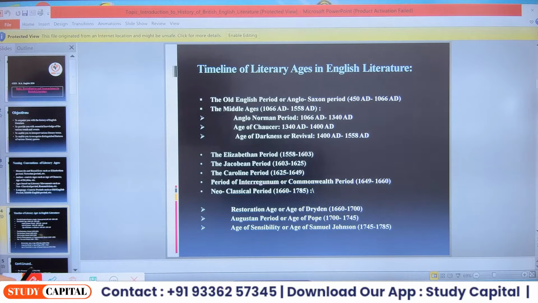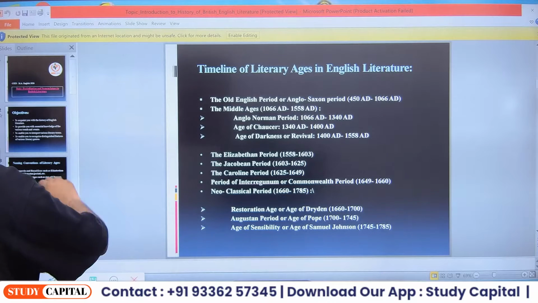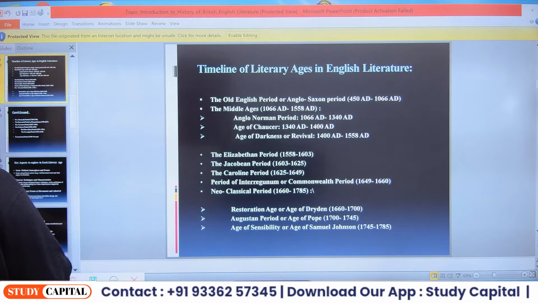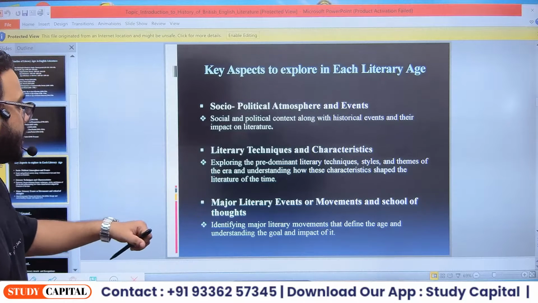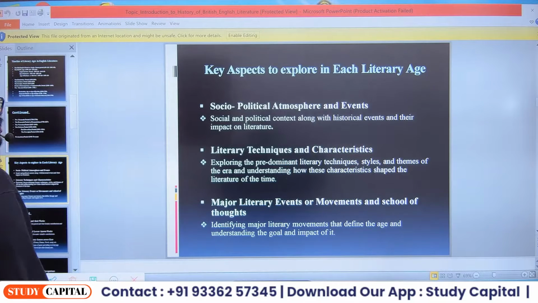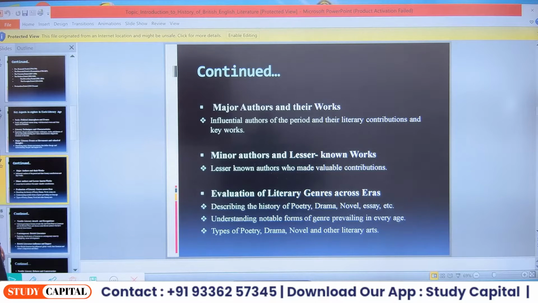Then you see, I started talking about these things. I must have first discussed the age, but in order to reach the age, these are the things that are important. I talked about the socio-political atmosphere, the literary techniques, the major literary events or movements and schools of thought in every period, the major authors and their works, the minor authors and their works, the evolution of literary genres. All these things I have talked about.